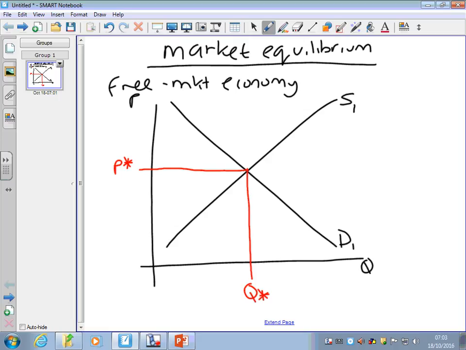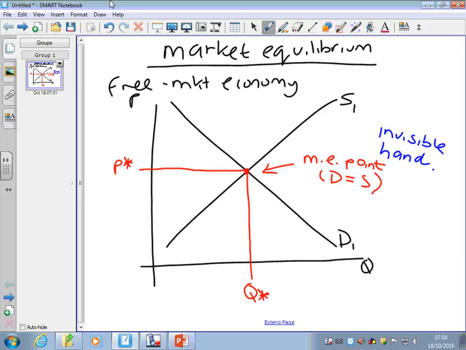Okay, now linked to this is something that we call in economics the invisible hand. Now the invisible hand is what steers free markets, and the idea would be that every single market should gravitate towards this point where P star equals Q star, and we call this our market equilibrium point, the point where demand is equal to supply. Okay, now let's think about why this will happen.